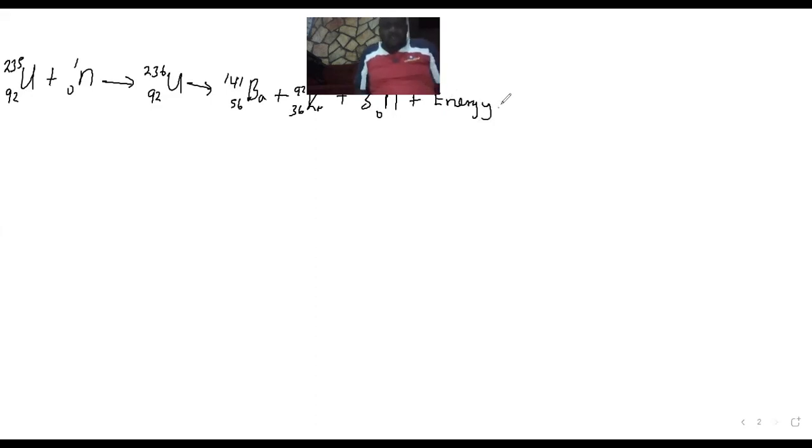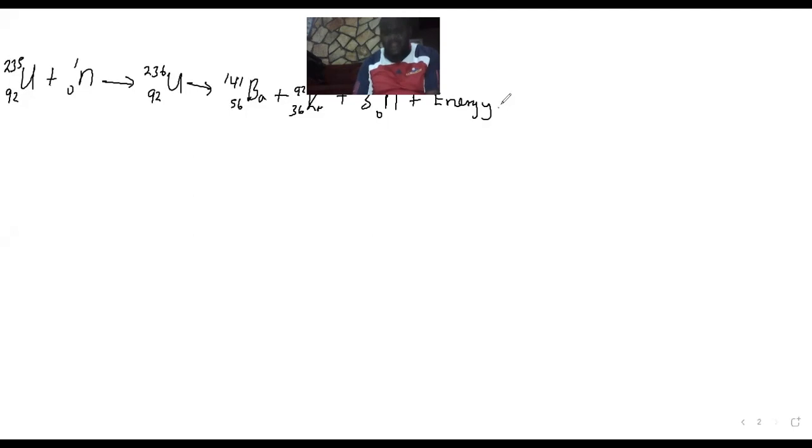This is nuclear fission of uranium. Uranium can be bombarded with a neutron to form uranium-236-92. Then afterwards, this uranium-236-92 can be disintegrated into barium, krypton, and 3 other neutrons as the particles which are being released, plus a release of energy. But these particles which are released, they have a bigger energy than the mother nucleus.